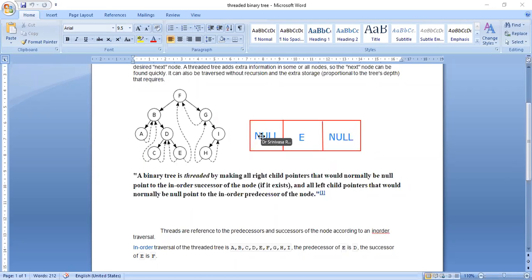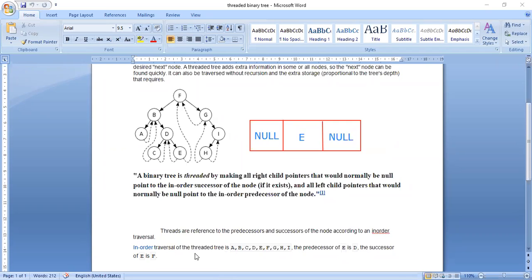Predecessor means, if you take the in order before E, the node I am visiting, that address will be kept in the left address pointer. Successor means after E, the node I am visiting, that node address will be stored in the right address pointer. So you can see here.